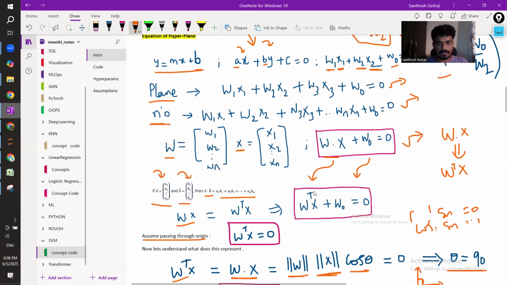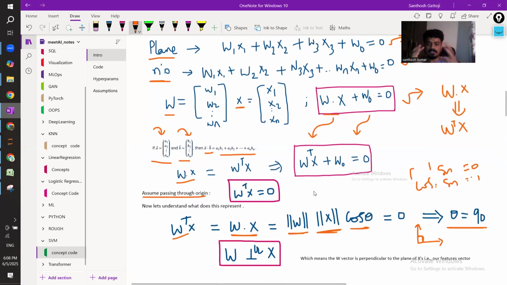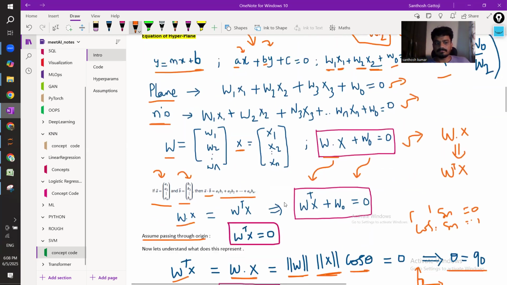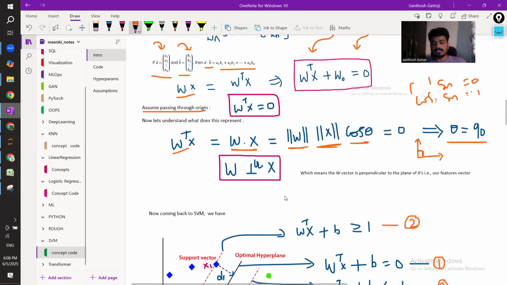So finally, what is this equation saying? This equation is saying my W, whatever the W vector we are getting, the coefficients vector, is perpendicular to my input vector. Input vector is x, because Wx equal to 0. Clear? Now this is the basic equation of line and plane we are getting.